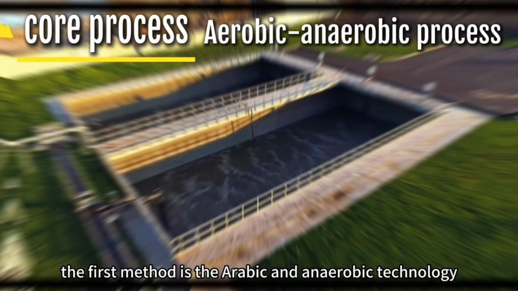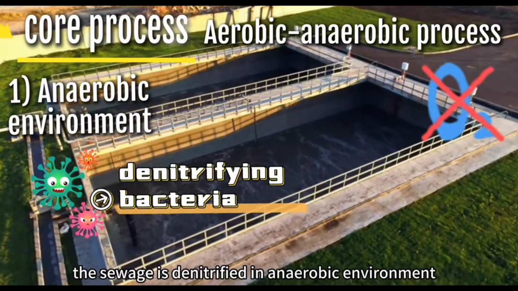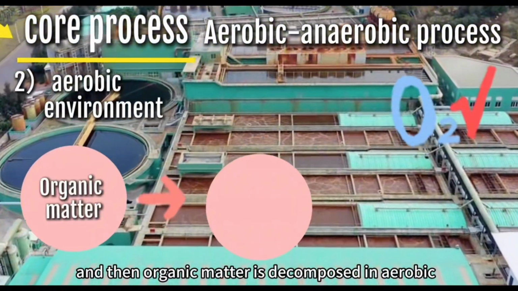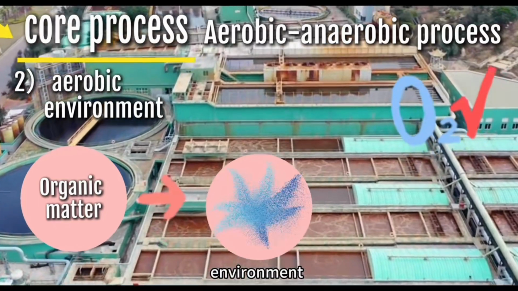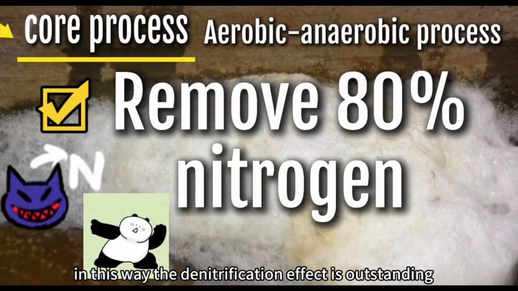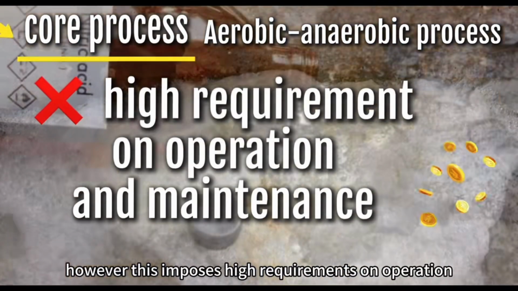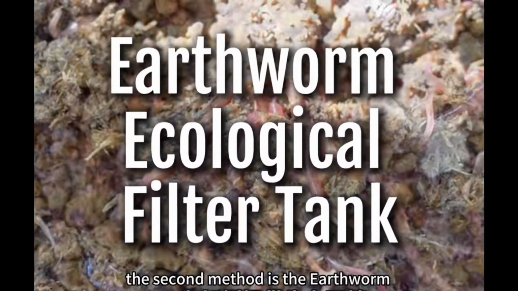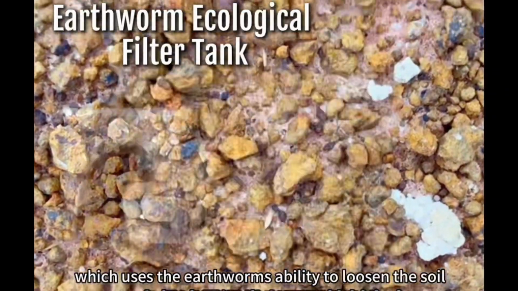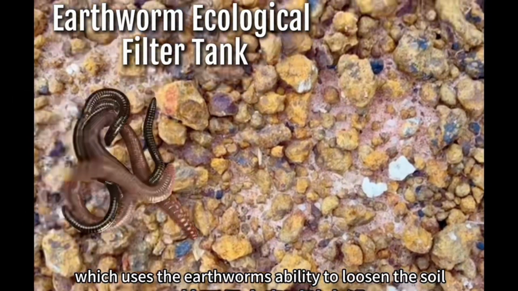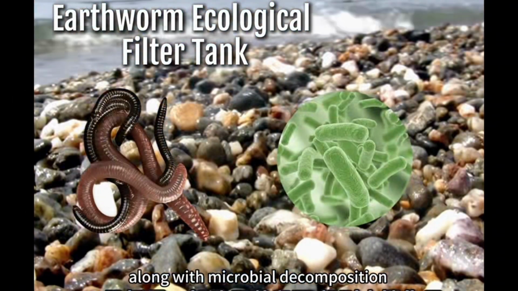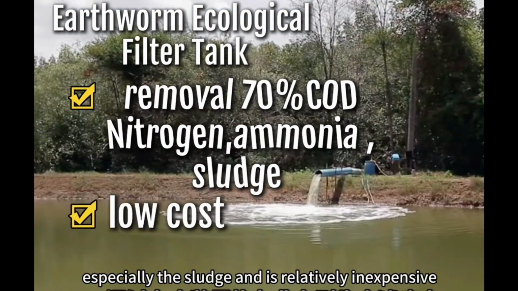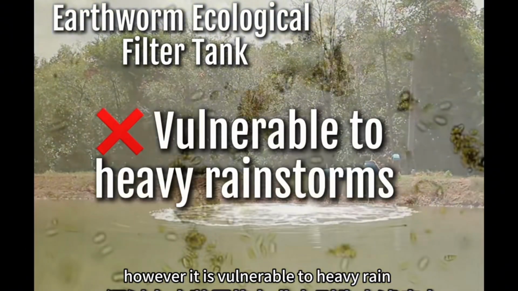The first method is the aerobic and anaerobic technology. The sewage is denitrified in an anaerobic environment, and then the organic matter is decomposed in an aerobic environment. In this way, the denitrification effect is outstanding. However, this imposes high requirements on operation and maintenance. The second method is the earthworm ecological filter pool, which uses the earthworm's ability to loosen the soil. Along with microbial decomposition, this can reduce most pollutants, especially the sludge, and is relatively inexpensive. However, it is vulnerable to heavy rain.